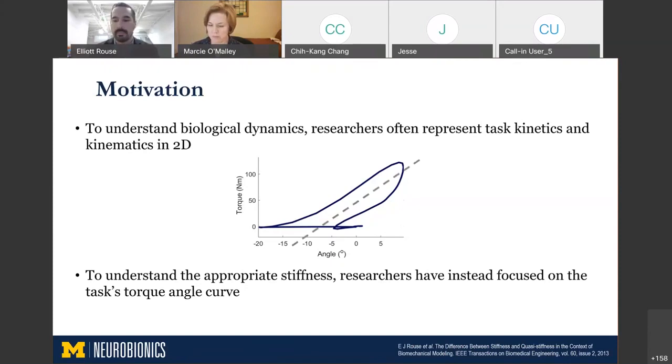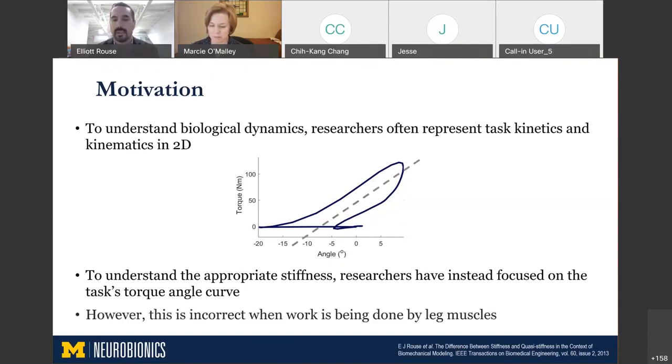That's mathematically inappropriate. When muscles are doing work on the body, you can't just take the slope of this curve. Stiffness is a separate property. And some work I did earlier in my career made this point.